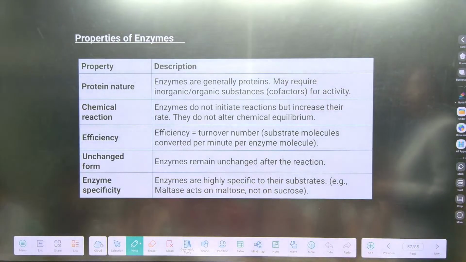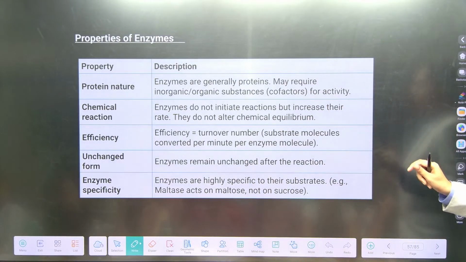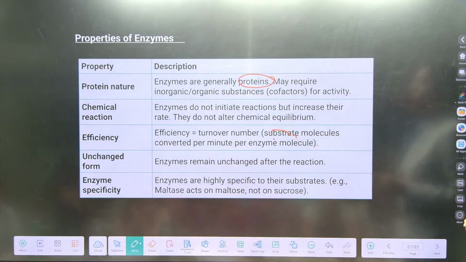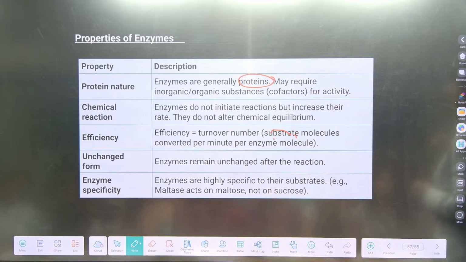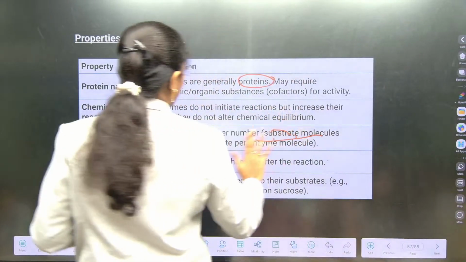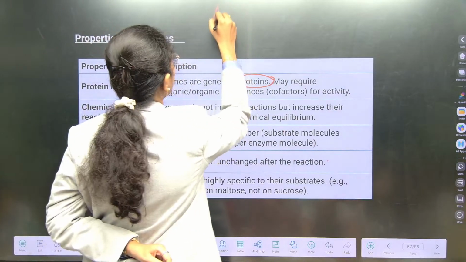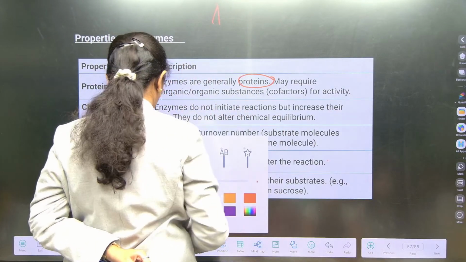Properties of enzymes, which are biocatalysts. They are generally proteinaceous in nature. They may require inorganic or organic substances which act as cofactor. Enzyme alone cannot do its function. Okay. The protein part of the enzyme is known as apoenzyme.